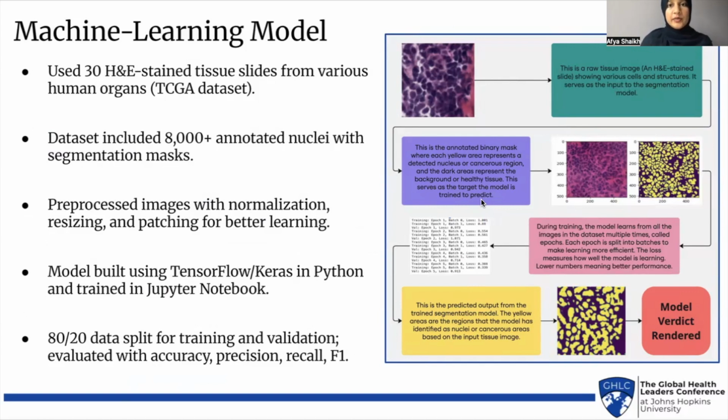I used Jupyter Notebook and I coded with Python and I used libraries like TensorFlow and OpenCV. Libraries are kind of like pre-programmed functions that you can just add on so you don't have to write all the code. So I split the dataset 80 and 20 for training and validation, and I used metrics like accuracy, precision, recall, and F1 score to see how well the model is working.